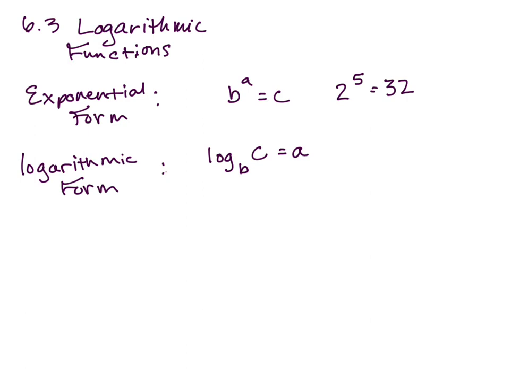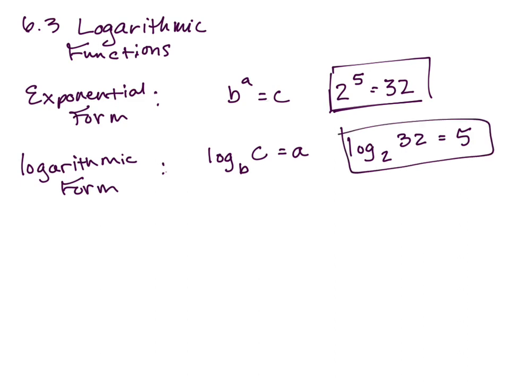Log base b of c equals a. So the way this works is, if I'm using this particular exponential equation, log base 2 of 32 is 5. So it's a way of saying the same thing, but in logarithmic form. These are actually equivalent statements.